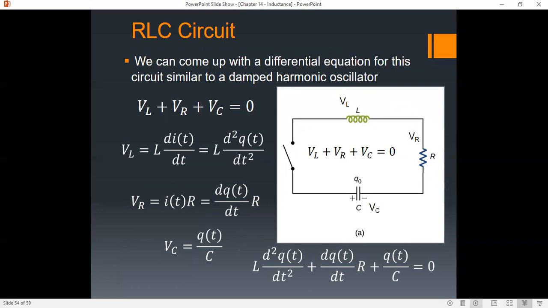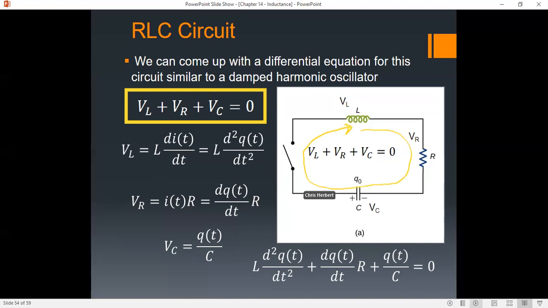Earlier, we came up with an equation for our LC circuit, and it was very, very similar to our simple harmonic oscillator. Here we use Kirchhoff's rule for a loop. If we go all the way around the loop, from the inductor to the resistor to the capacitor, the total voltage change has to be equal to 0.